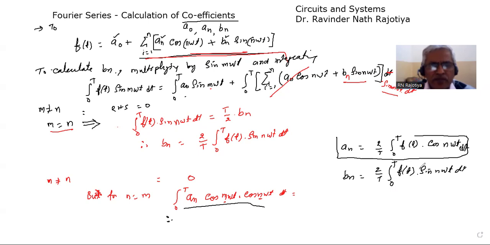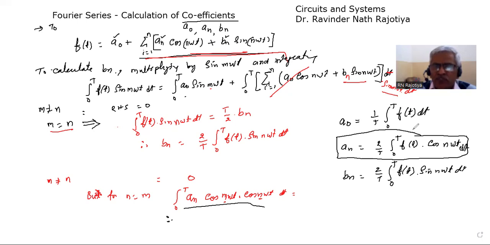I will be extensively using these three relationships, one for a0, second for a_n, and third for b_n, where we found that a0 was equal to 1 by T integral from 0 to T of the given function f of t dt. These three relationships are most useful while calculating the values of a0, a_n, and b_n. So we'll see their applications in the next slide.